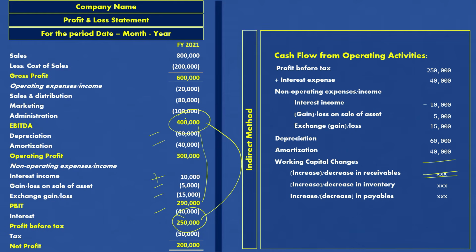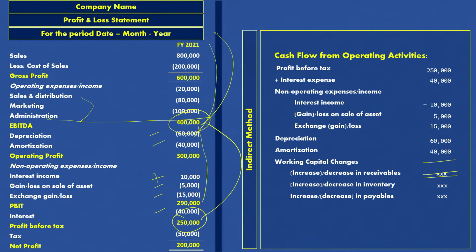So once you have reached this EBITDA value, remember only this part of the P&L is left to be handled. In this part of the P&L you have sales, you have cost of sales, which means that you have spoken about inventory and the purchases as well. And then you have operational expenses.